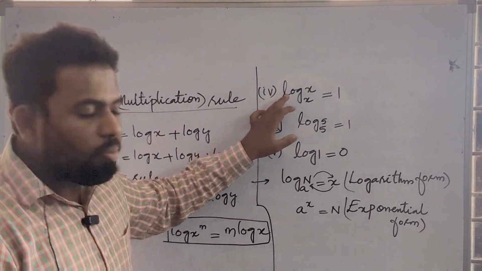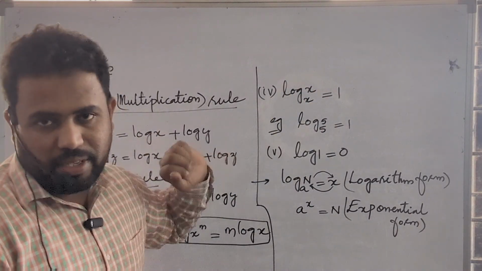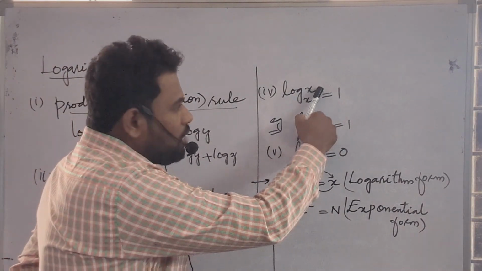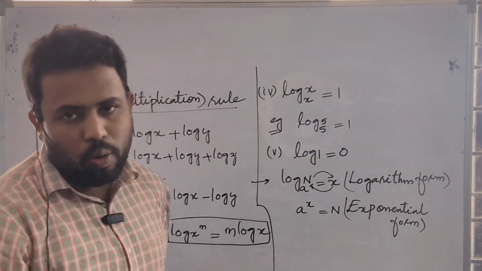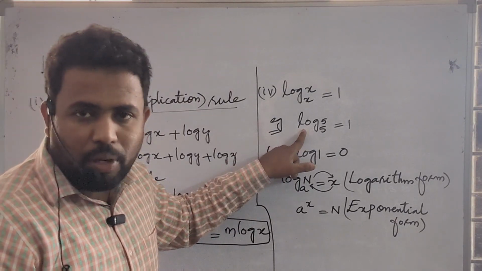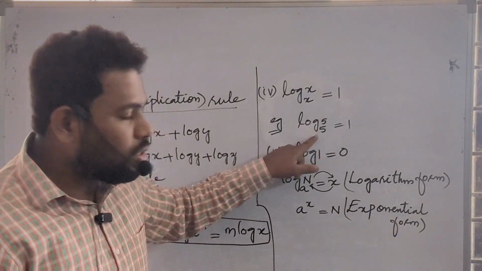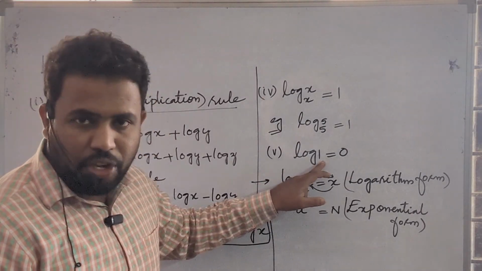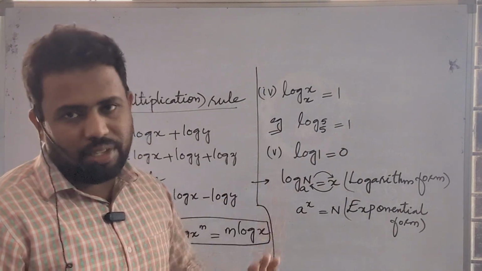And rule number 4: log x to the base x. Clear. So here these two values are the same. If these two values are the same, the answer is equal to 1. With the help of an example, let me explain: log 5 to the base 5. The answer is 1. Or if you are asked the value of log 1, it is always 0.